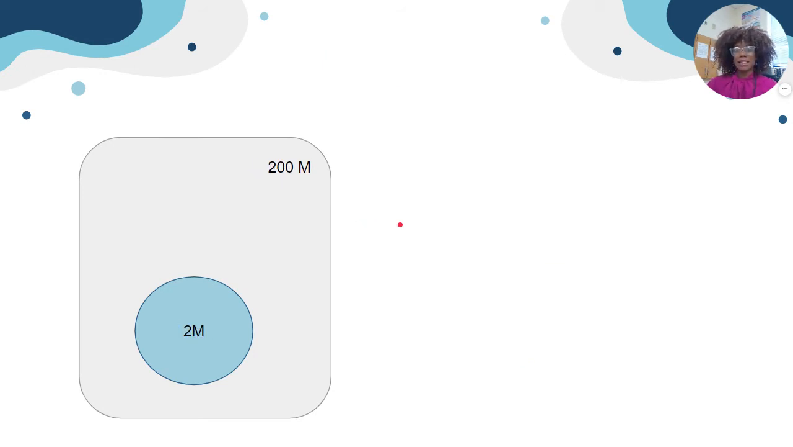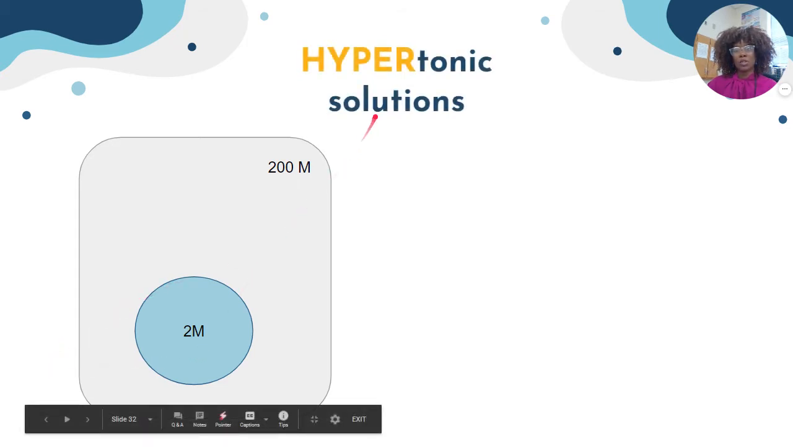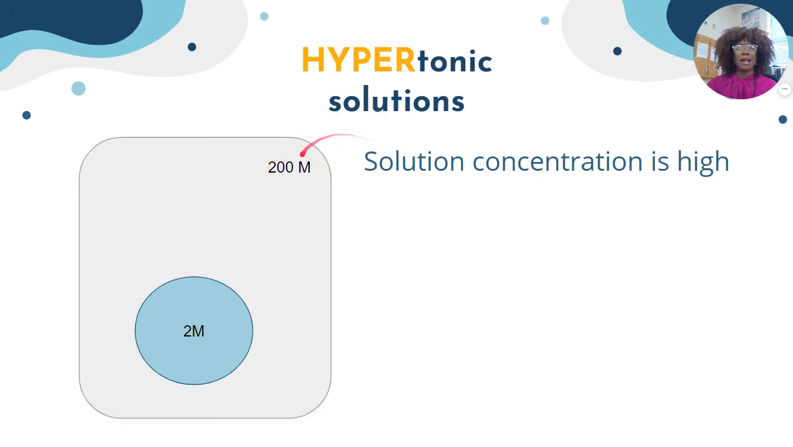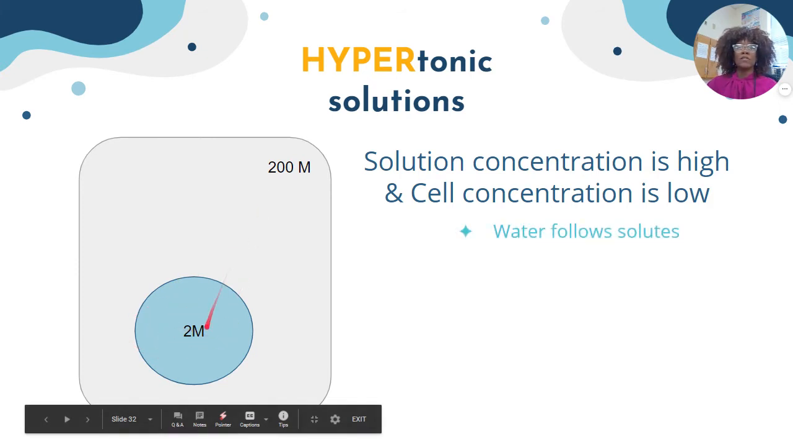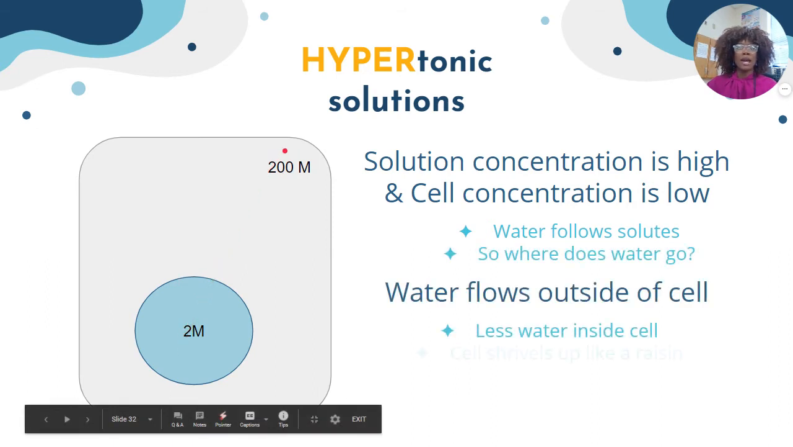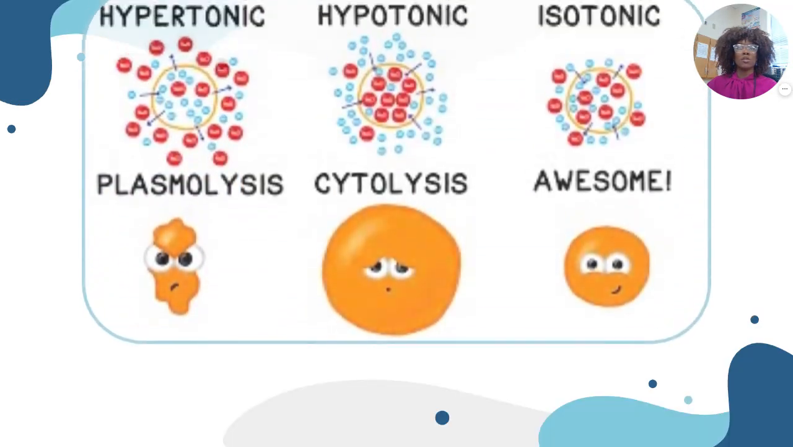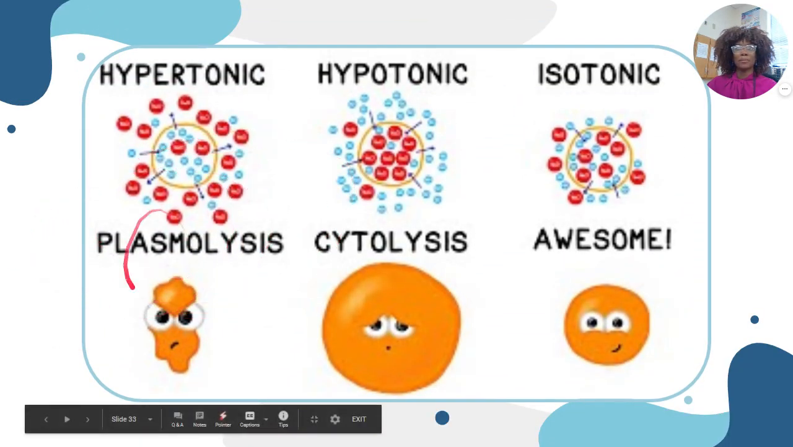Last but not least, this is a hypertonic solution, right? 200 is bigger than 2. Solute concentration is high outside of the cell, and the cell concentration is low inside of the cell. Water is going to always follow more solutes. So water is going to flow out of the cell, and that will make the cell shrivel up. Okay? So when water flows out of the cell, obviously it's going to shrivel up like that. When water flows into the cell, it's going to get really big and might even burst. And then if something is isotonic, then the cell is just normal.